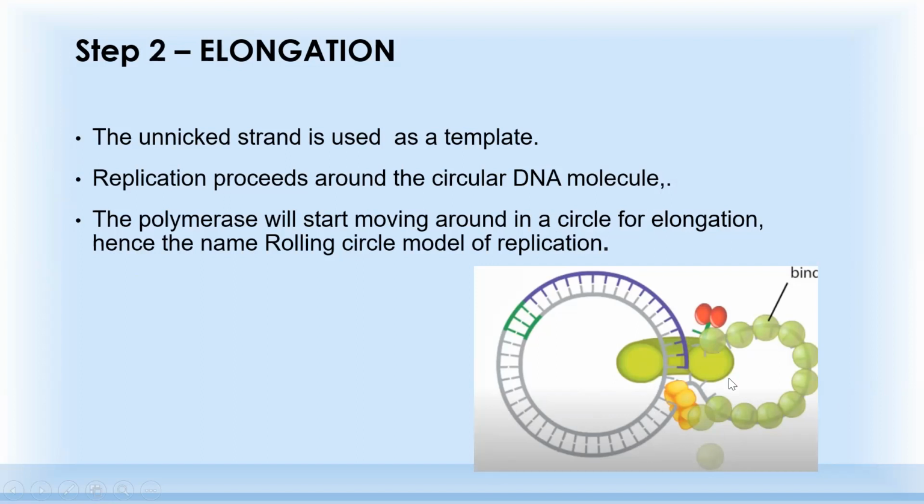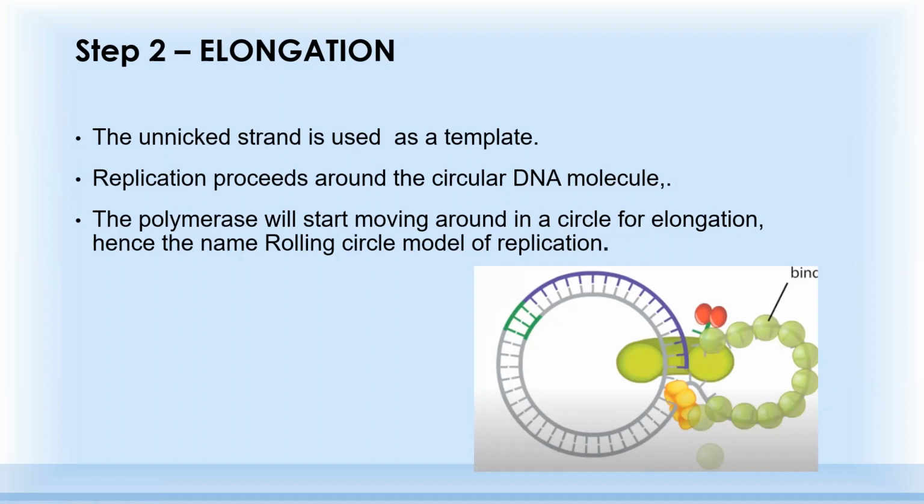Now the DNA polymerase continues the replication process in a rolling circle manner, hence we get the name rolling circle mode of replication. The DNA polymerase moves in a clockwise manner. So we can see in this image the helicase has unwound the DNA strand. The Rep A protein remains bound to the 5' end of the single-stranded DNA that is being formed, and the DNA polymerase helps the replication process.